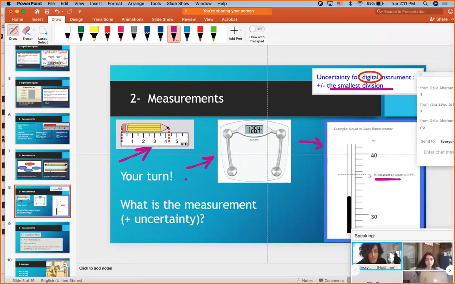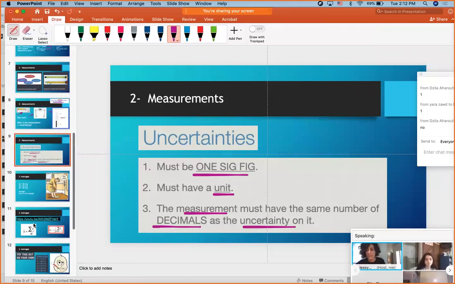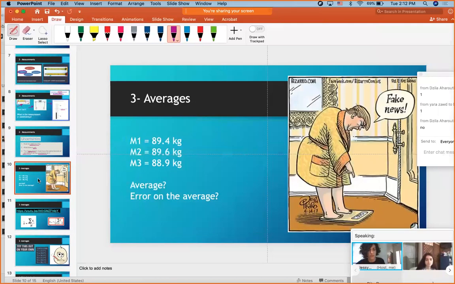Do you think you can do this on your own, write the measurement and the uncertainty? Shall I give you a week to think about it and we can discuss the answers next time? Take a screenshot of this one, I'm going to send it to you. I think we can summarize quickly uncertainties: make sure it's 1 sig fig, make sure you add the unit, and make sure the same number of decimals for the measurement and for the uncertainty. Now I'm ready to go for averages, okay?